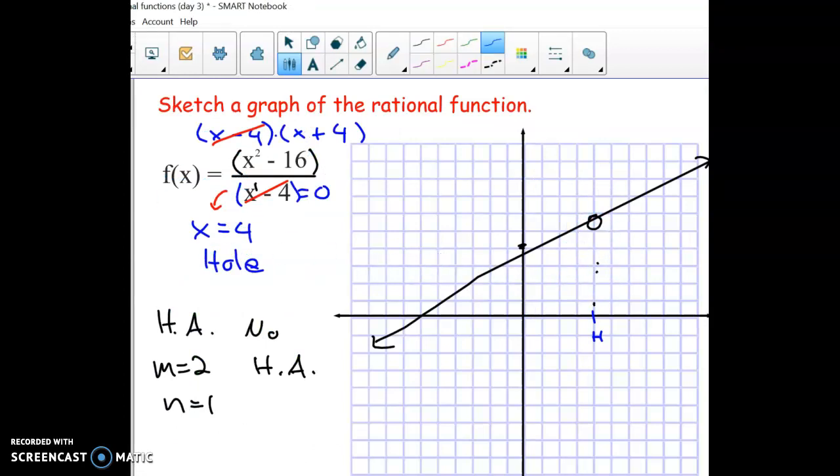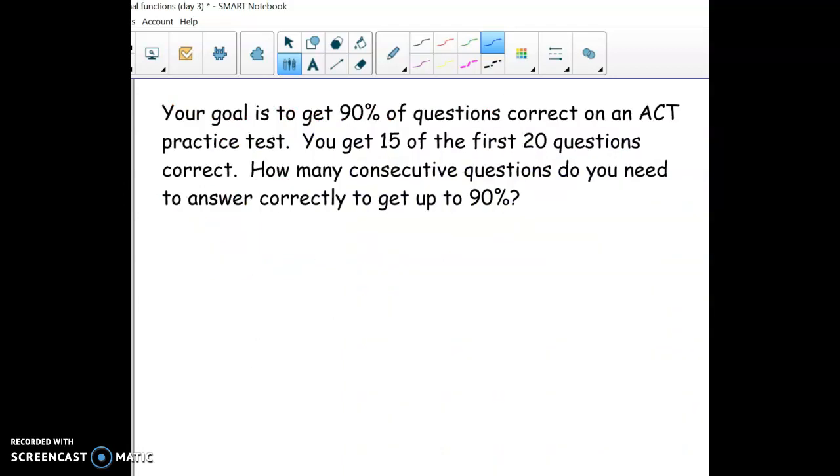All right, last thing I do want to do is review the other type of question. I kind of like these because this is a good use of a rational expression. Say you're practicing for the ACT and you want to get 90% correct. You get 15 of the first 20 questions correct. How many consecutive questions do you need to get up to 90%? Pause the video, give this a shot.